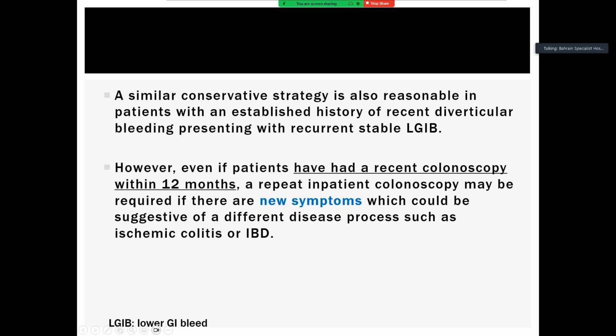But we also need to consider that even if a colonoscopy has been performed within the past 12 months, with no cancer and only diverticulosis, if the patient has a new onset of symptoms, then we need to do the colonoscopy to rule out other causes like ischemic colitis or IBD. So the decision to do the colonoscopy depends on the situation of the patient.